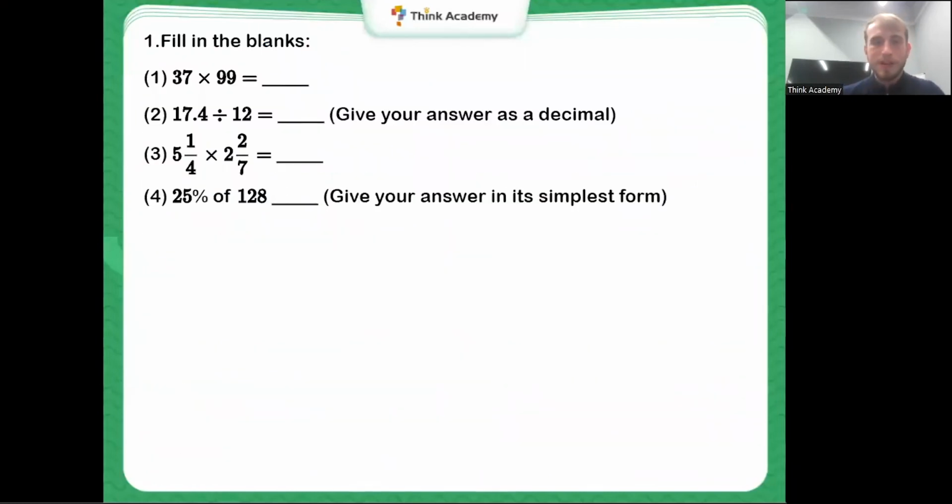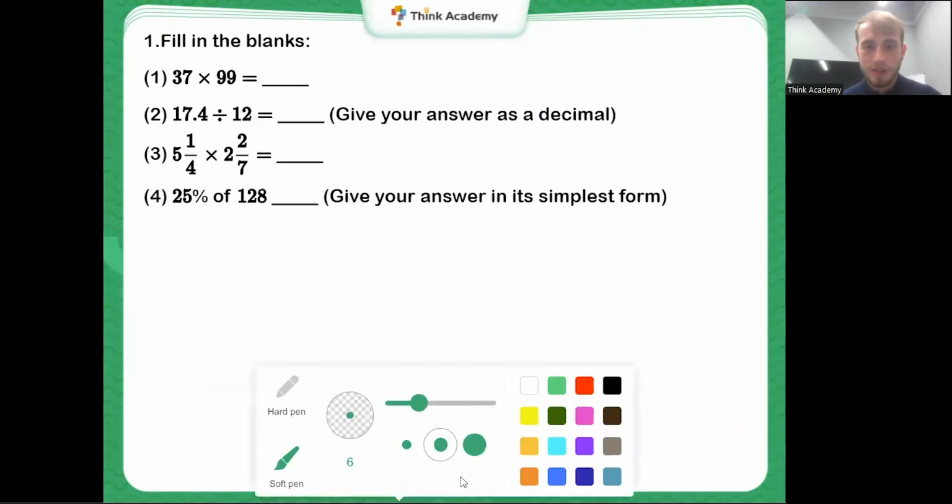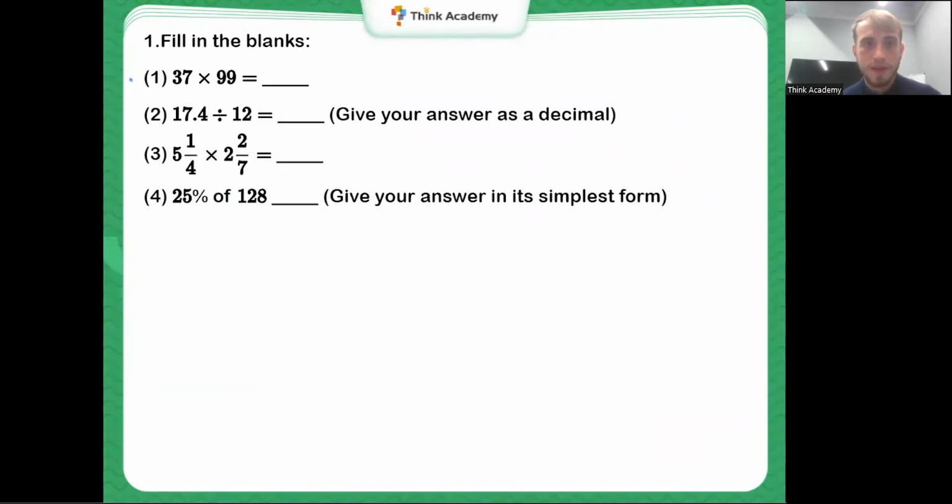So welcome everybody to the mock test run through. I'm going to start and work my way through. I'm going to start with question 1 and go through a couple of these ones. So the very first one I want to mention is question 1.